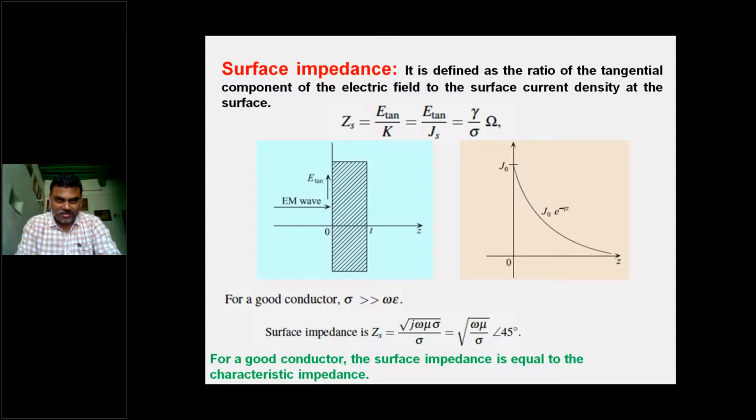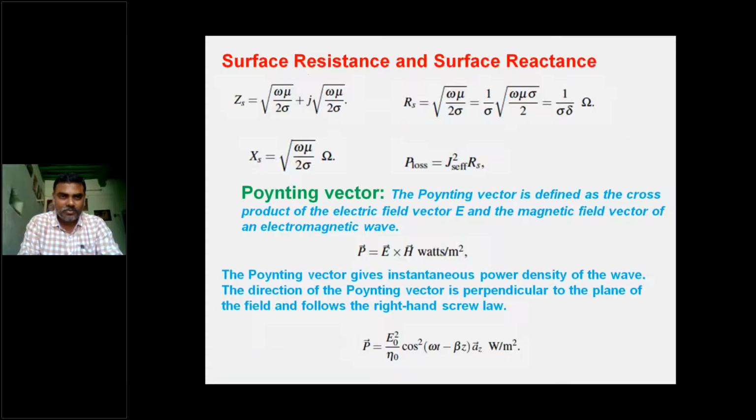And for good conductors, that gamma has to be replaced by root of j omega mu sigma, and based on that we have the surface impedance general expression for the good conductor, which is root of omega mu by sigma at an angle of 45 degrees, which is the same as the characteristic impedance. So for the good conductor, we can say the surface impedance and the characteristic impedance are both equal. And here impedance means a complex one, and by taking real and imaginary parts, we can get surface resistance and surface reactance.